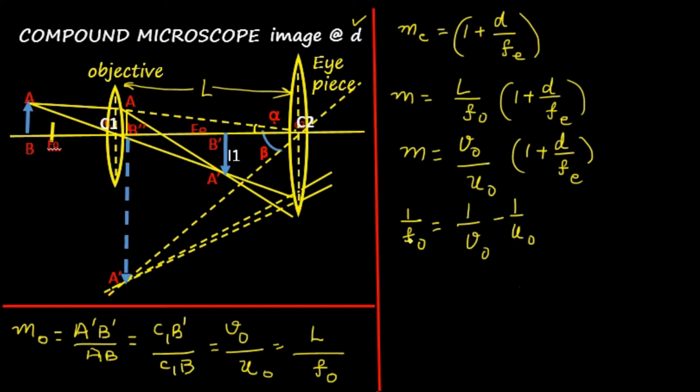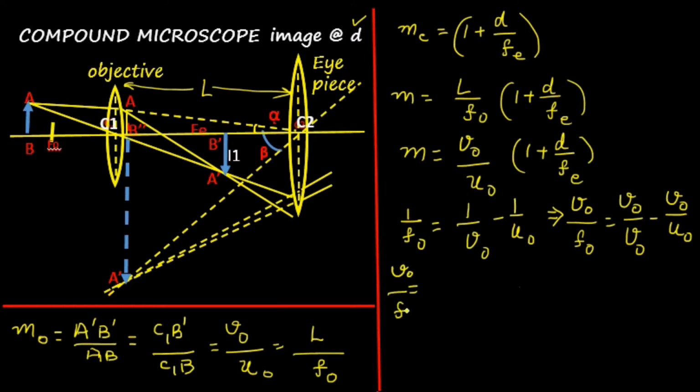Multiplying both sides by V0, we will get V0 by FO is equal to V0 by V0 minus V0 by U0. V0 by V0 is equal to 1 and V0 by U0 is equal to M0, that is magnification power of objective. So this becomes V0 by FO is equal to 1 minus M0.